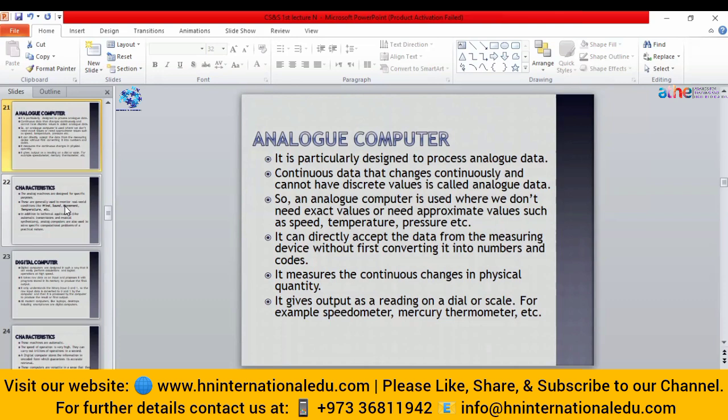So they are directly taking the data from the measuring device without first converting it into numbers or any other code. So it measures the continuous changes in the physical quantity. It gives the output as a reading on a dial or a scale. Like a thermometer, it can show the value of the temperature. For example, the speedometer, the mercury thermometer, etc.